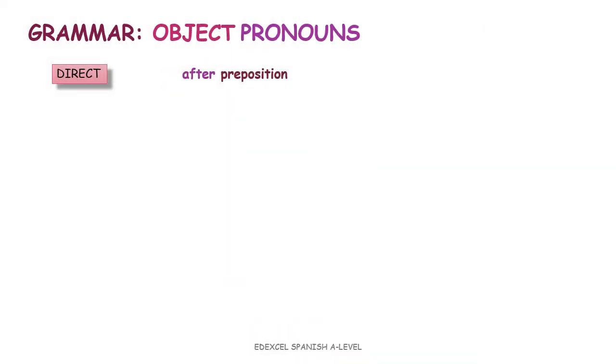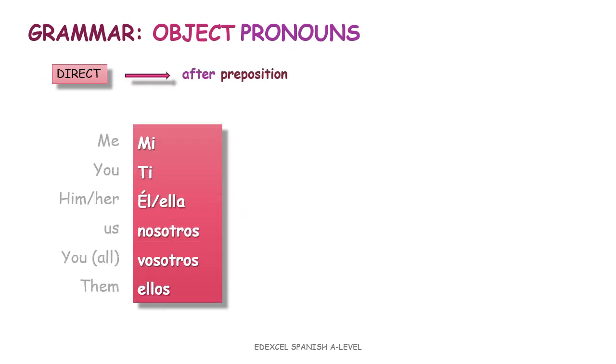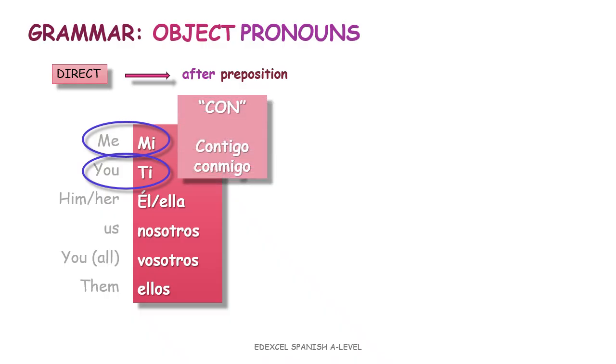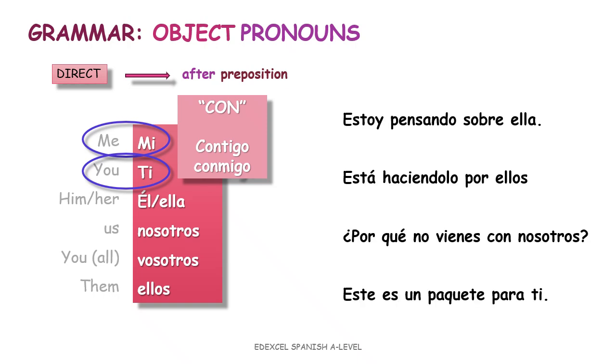And be careful with this. After a preposition, Spanish uses the normal subject forms, with the exception of "me" becomes "mí", and "you" becomes "ti" instead of "tú" or "yo". And we have an exception of the exception with "con". They change to "conmigo" and "contigo" instead of "con mí", "con ti". Okay? Let's look at a few examples.